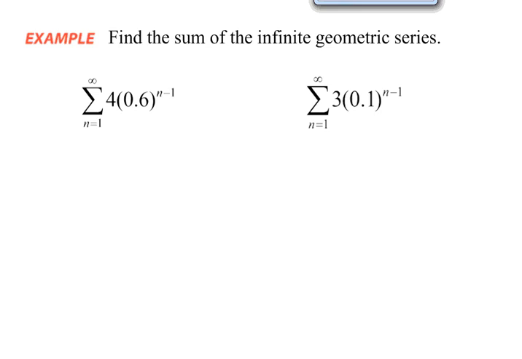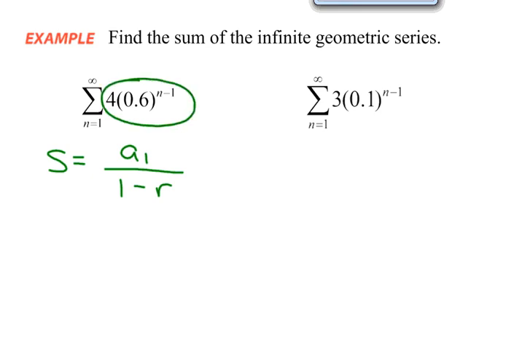In our first example, we're going to use our new formula. We have the sum equals a sub 1 over 1 minus the common ratio. And we're going to plug in what we know. By looking at the formula that they give right here, we identify 4 as the a sub 1 and 0.6 as the common ratio. Now we plug that into the calculator. Okay, so the sum equals 10.